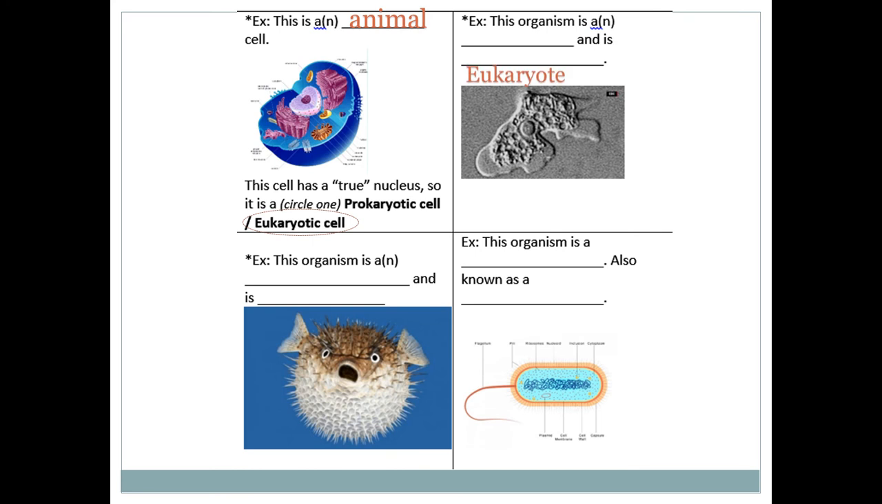In the top right-hand corner, this is a eukaryotic cell as well as unicellular. It does have a nucleus, but the entire organism is one cell. That is actually an amoeba.